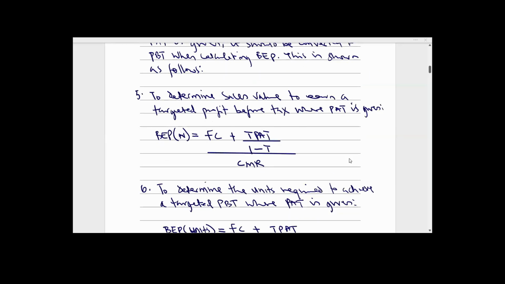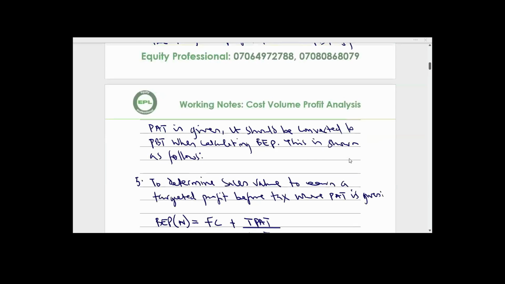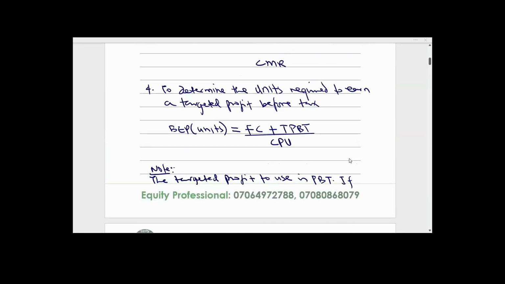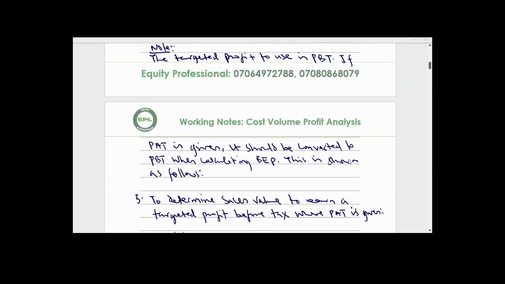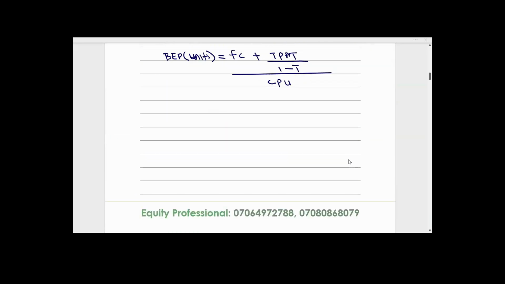So these are the relevant formulas that you are going to need to calculate break-even point. So please ensure you master them. Now, let me just define, because I know some people will still ask me, what is CPU? So CPU equal to contribution per unit. CMR equal to contribution margin ratio.